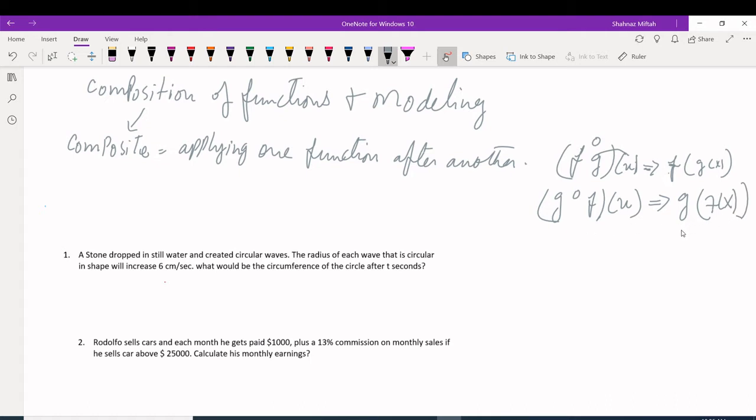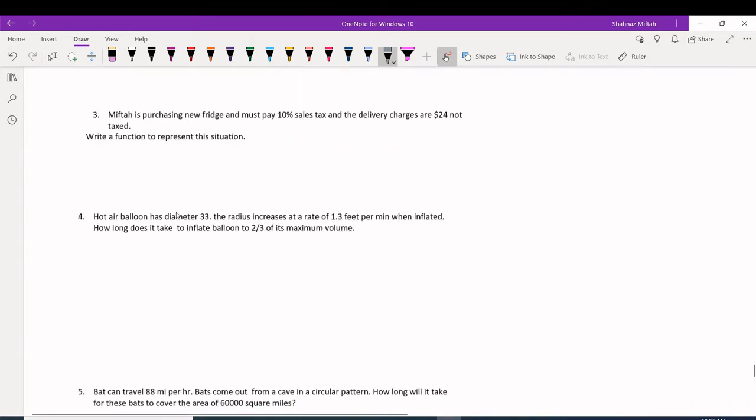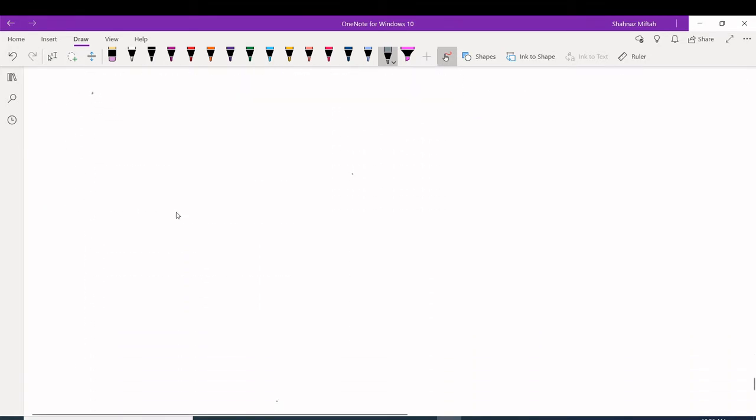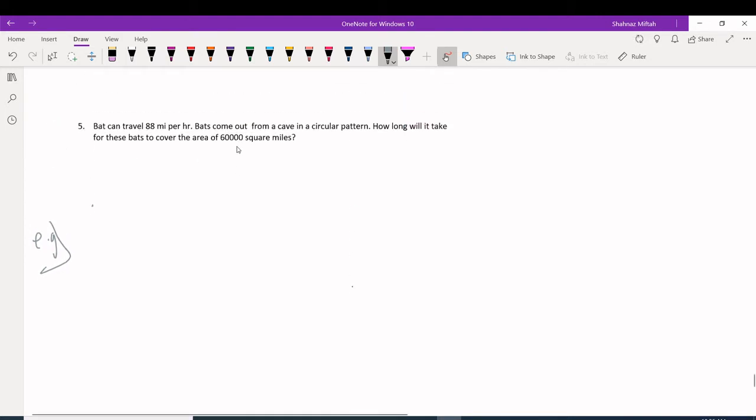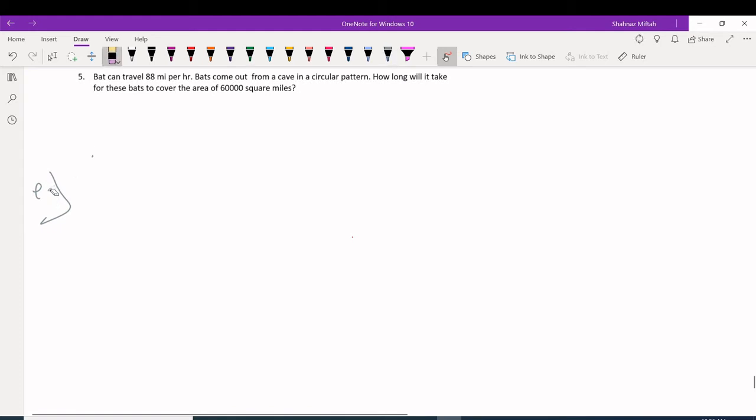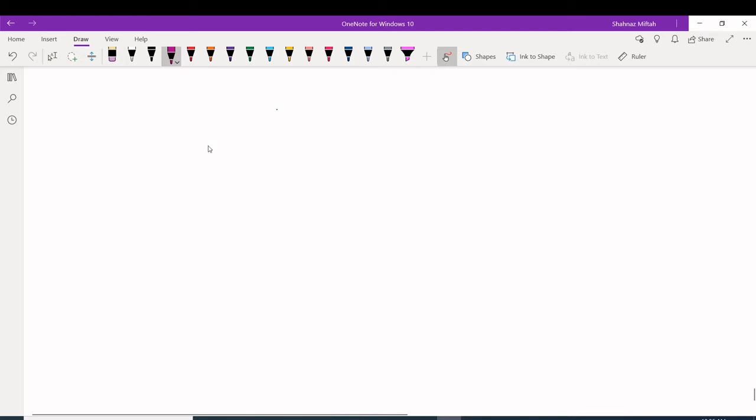For modeling, it means we have word problems, and then you have to make up the composite function equation in some cases. So we're going to have some examples here. First, just a regular example that I want to give you before we do the word problems.